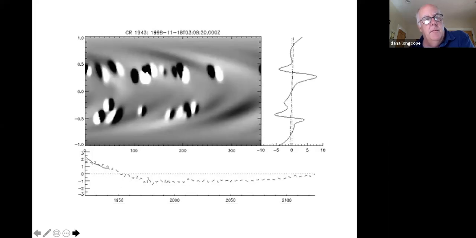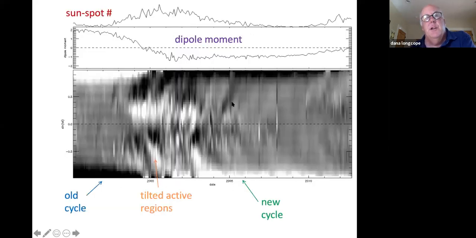Here's a version of that all stretched out. So you can see what's just happened. The dipole moment, as we said, started out, and for a while, the dipole moment was positive. And then these emergences happened and it drove the dipole moment negative. So we started out with positive field on the North Pole and negative field on the South Pole. Then a whole bunch of active regions emerged, and that forced the poles to reverse sign. So the dipole moment went from positive to negative.